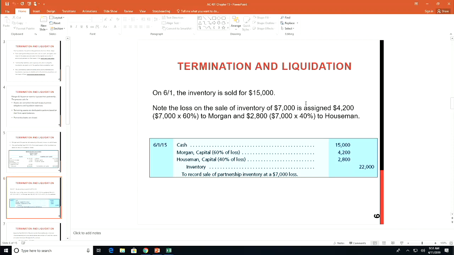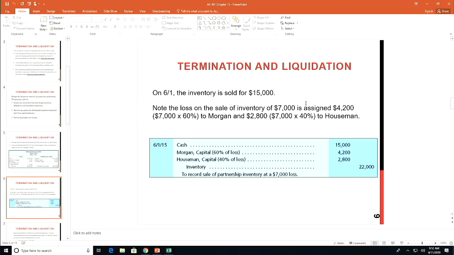You sold the inventory for $15,000. We received cash, $15,000. Inventory book value was $22,000. We need to remove the inventory account, make it 0. We need to close it out. So it was a debit balance, we credited it. Now the loss is 7,000. We are not calling it loss on sale of inventory. Rather, we will show it using the capital balances.